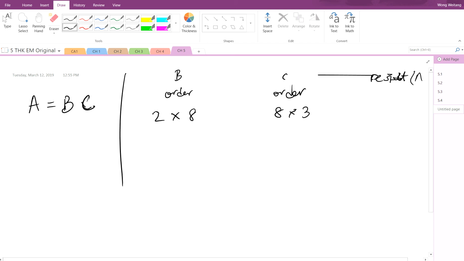Result of A, which is the order, will be 2 by 3. You get where the 2 and the 3 come from? Okay, let's try another one. What if B is now 3 by 2 and 3 by 3? Can or cannot? So we just look at this number and this number. Are they the same? Not the same, so cannot.